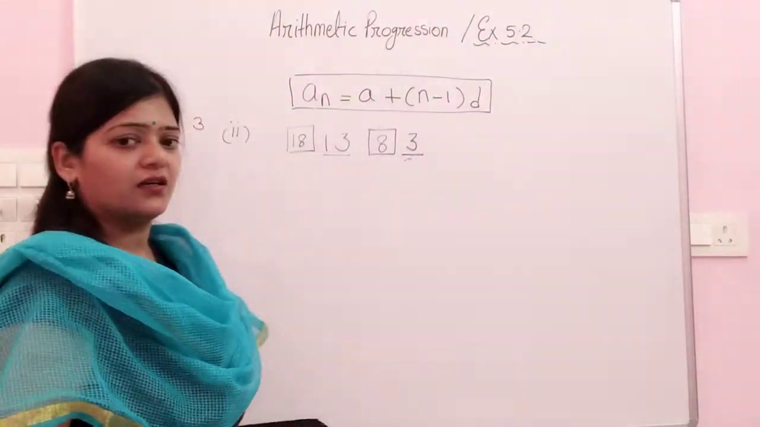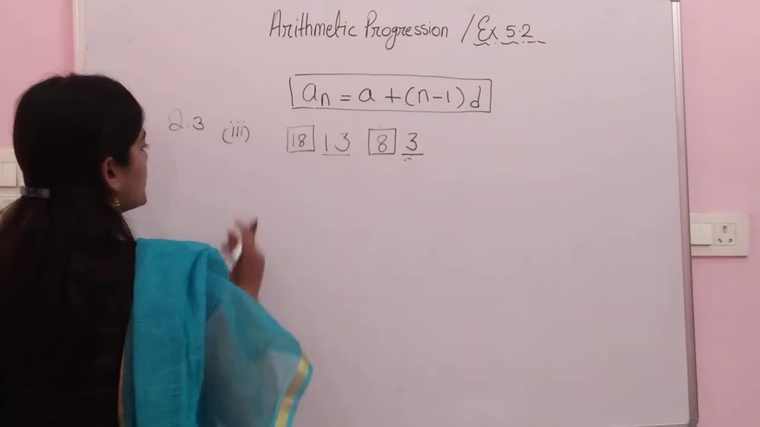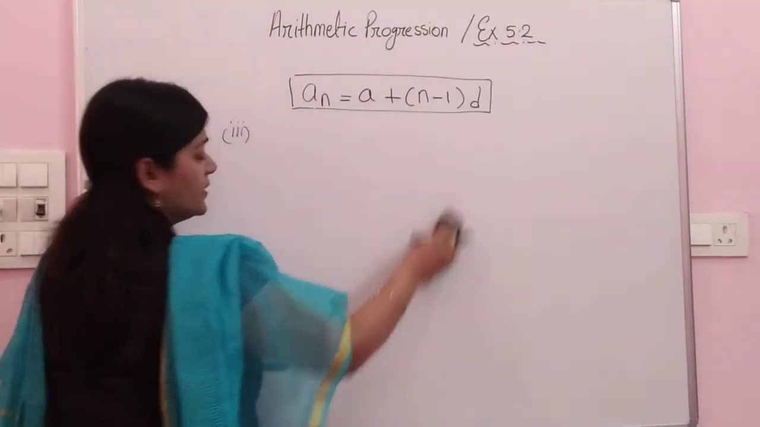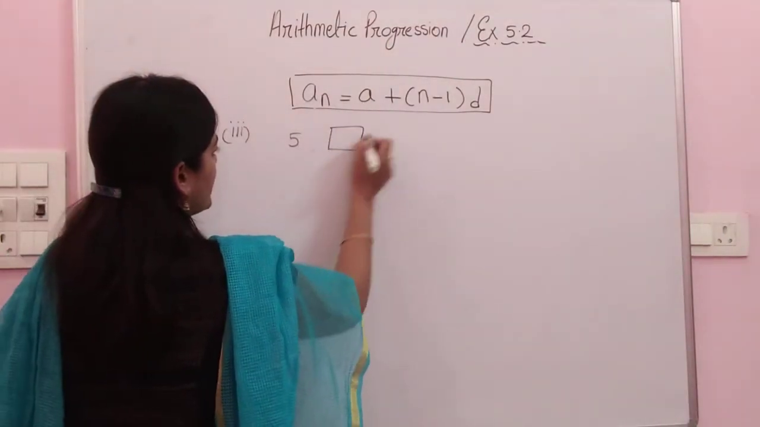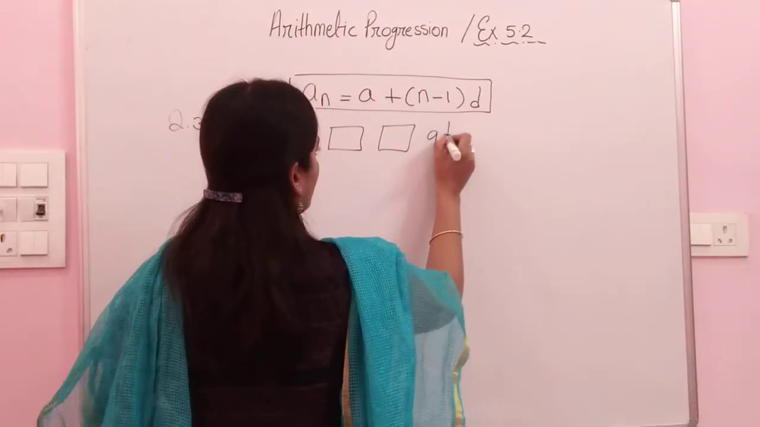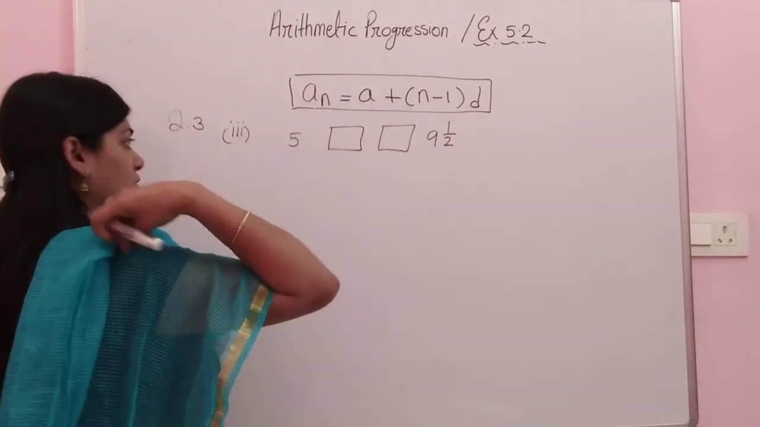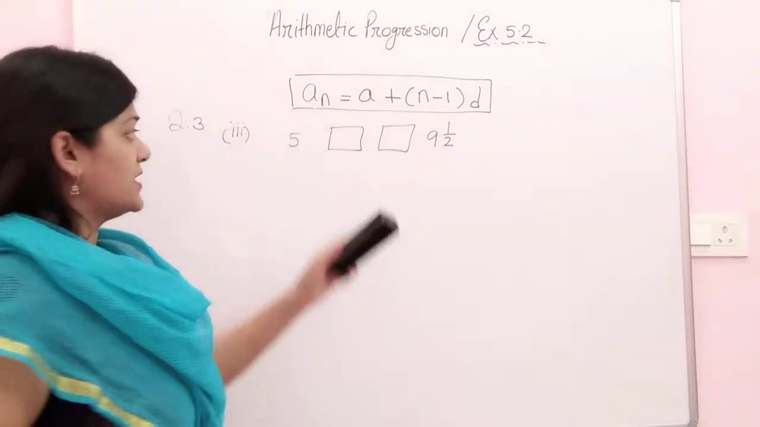Question number 3, part third, in which your first value is given, second is missing, third is missing, and fourth is given, 9 1 by 2. Okay. You have to find your D. Then you can find all the values of the sequence.